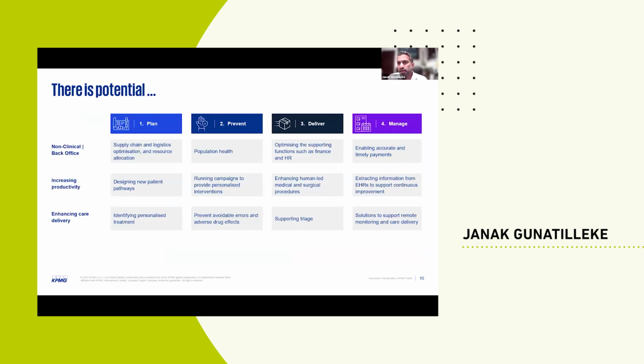So there is a lot of hype, and we talked about some of the realities, but I do think there is actual potential for AI to have a good impact on patient outcomes and healthcare operations.